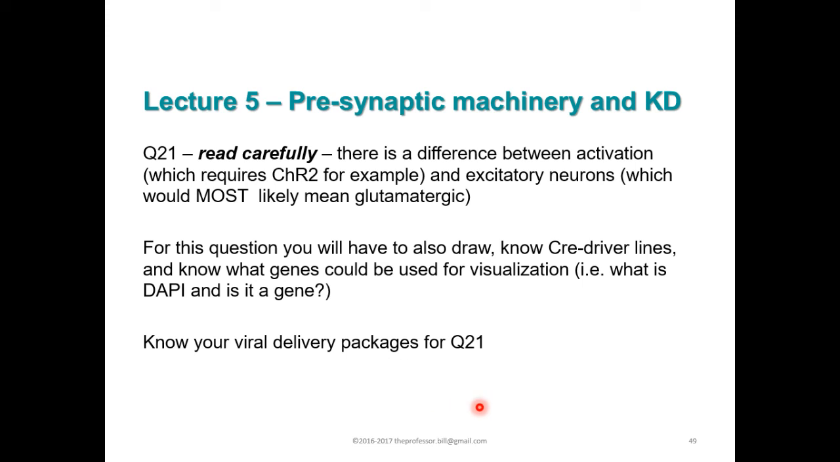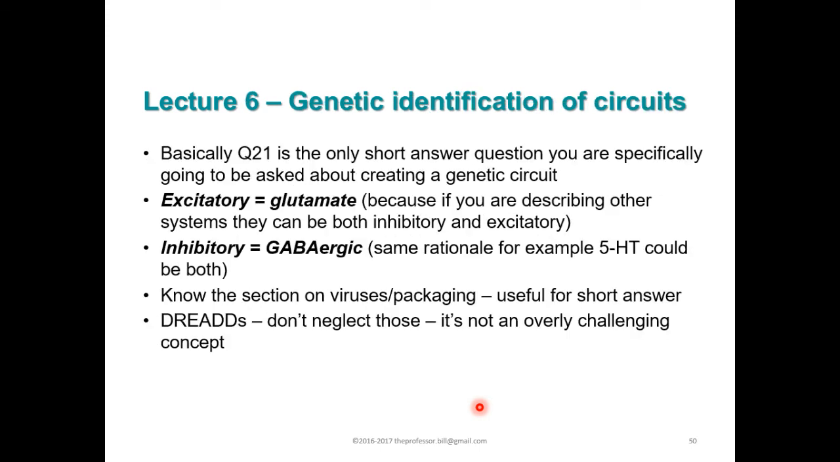So, good question. I've already indicated that for you before. Make sure that you know that. Question 21 is the only short answer question where you're going to be asked specifically about a genetic circuit. Again, excitatory generally means glutamate. Inhibitory generally means GABAergic.